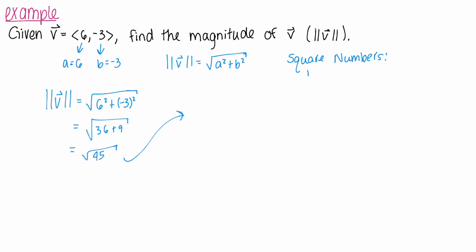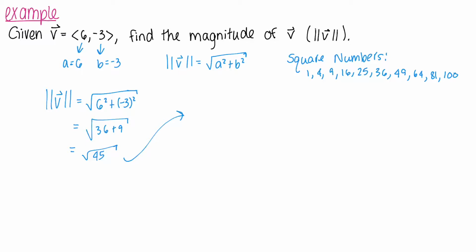So 1 squared is 1, 2 squared is 4, 3 squared is 9, 4 squared is 16, 5 squared is 25, 6 squared is 36, 7 squared is 49, 8 squared is 64, 9 squared is 81, and 10 squared is 100. So these are the first 10 square numbers.